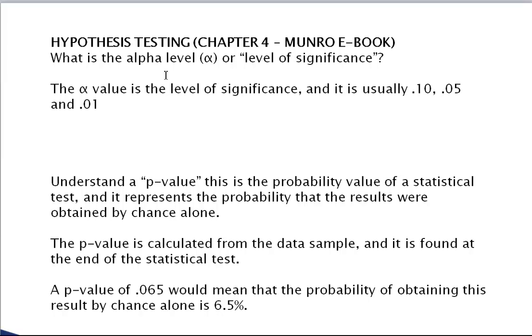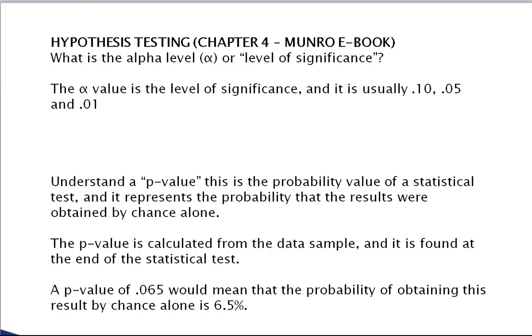All right, so what is the alpha level or level of significance? So we've talked about this a bit. The alpha value is the level of significance, and these are commonly used alpha levels, 0.10, 0.05, and 0.01. They can also be written as percents, but unless they're showing under the curve, they're written as decimals. And they're far enough away from the mean that they're in the tails and they're significantly different than the mean.